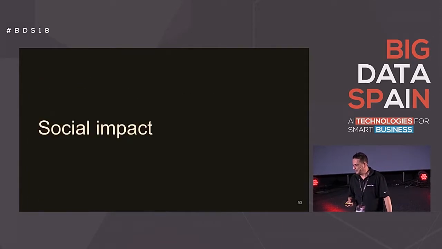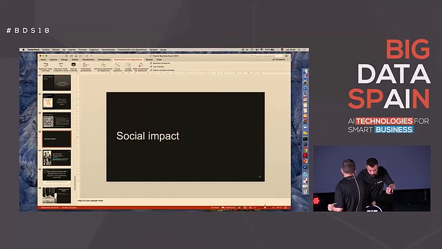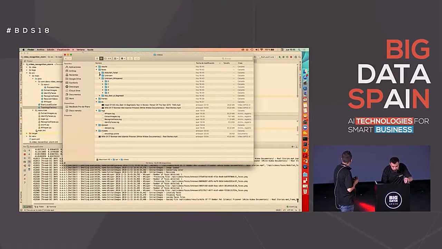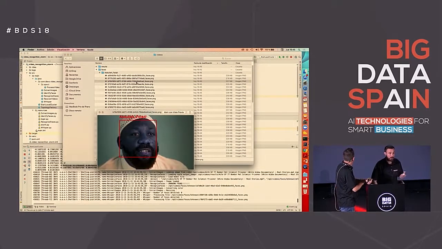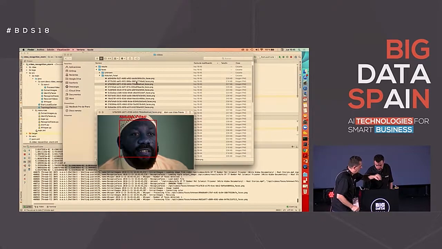Okay. So let's go back to the demo. I don't know if the okay. Here, for example, this is a guy that we have in the database. In this case, it is Abdullah Faisal.